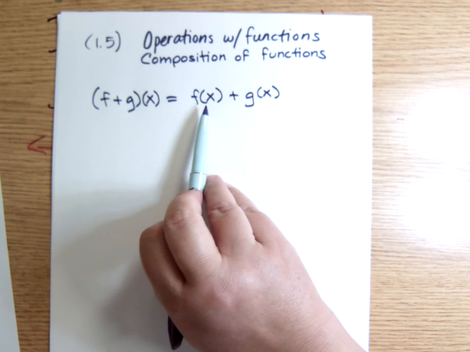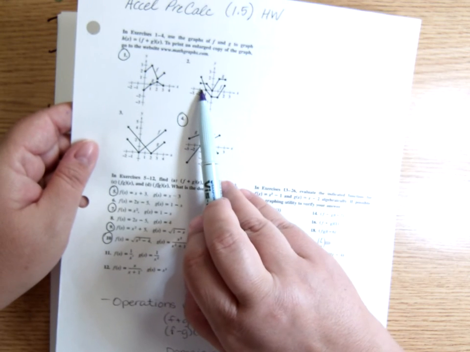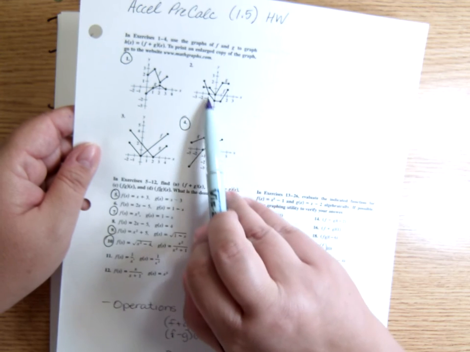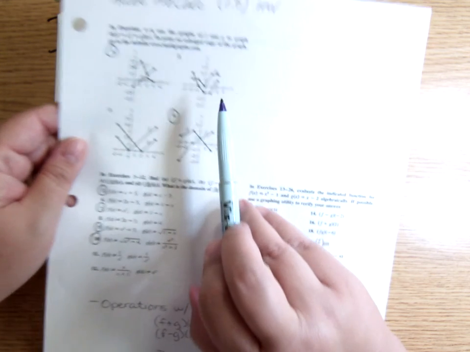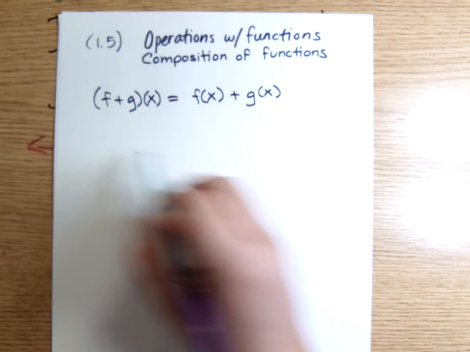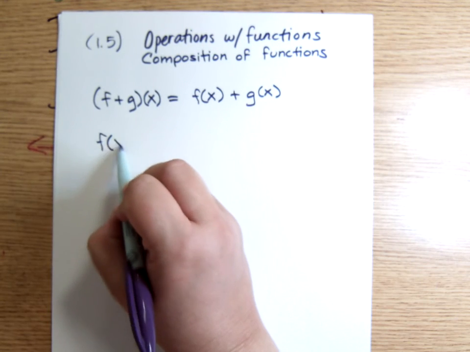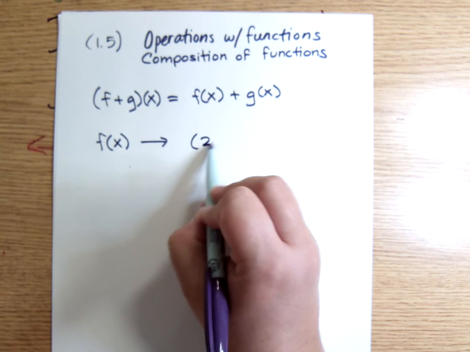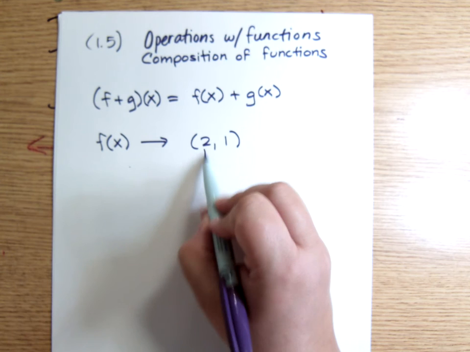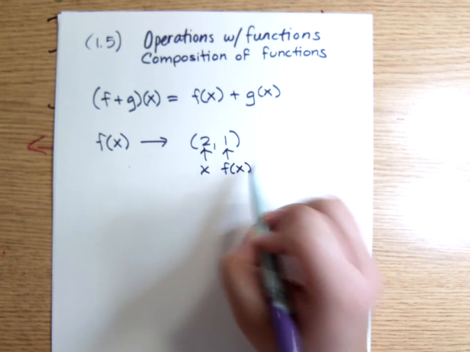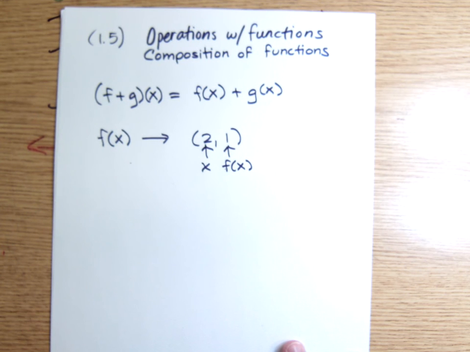Now, what is f of x and what is g of x on the graph? Well, if you look at any point on the graph, let's look just at the f function, which is the one that kind of goes below. There's a point (2, 1) for f. If we're looking at the f of x function and we have the point (2, 1), that means when I plug in 2 for x, I get 1 for f of x. Remember that the f of x is like the y.